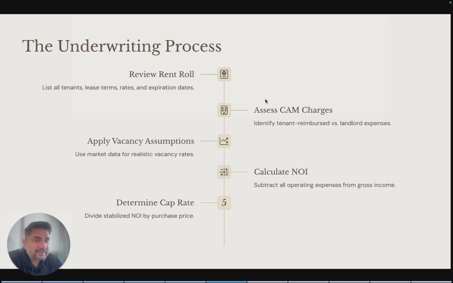Apply vacancy assumptions. Use market data to estimate a realistic vacancy rate, for example 10% for suburban Dallas offices. Calculate NOI. Subtract all operating expenses, including vacancy loss and unreimbursed CAM, from gross income. Determine the cap rate. Divide the stabilized NOI by the property's purchase price.